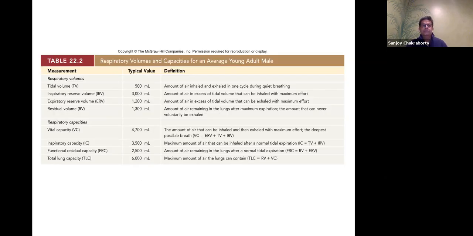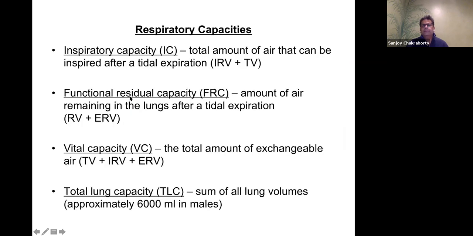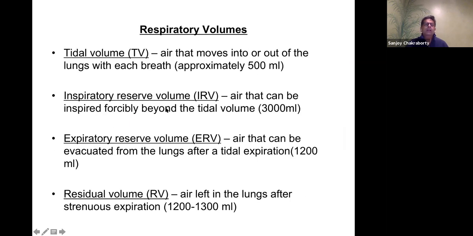Obviously, these values are not written in stone. That's why different books say a little bit different amounts. But for our exam purpose, we are going to follow the value that's written in our book. So tidal volume is 500 ml. That is the air you breathe in and out all the time, meaning when you are at rest.